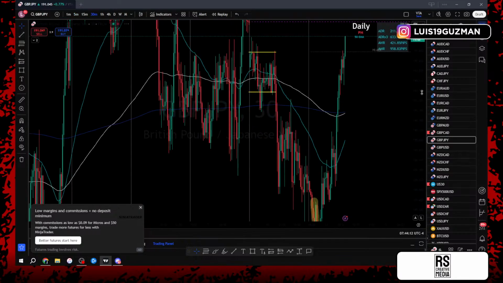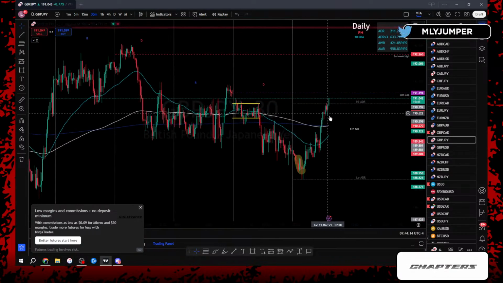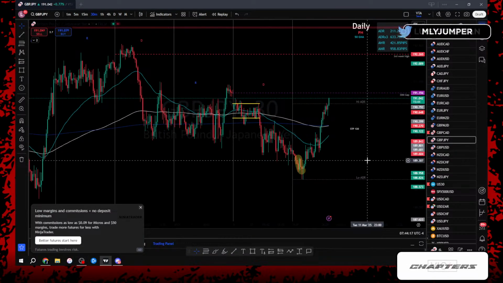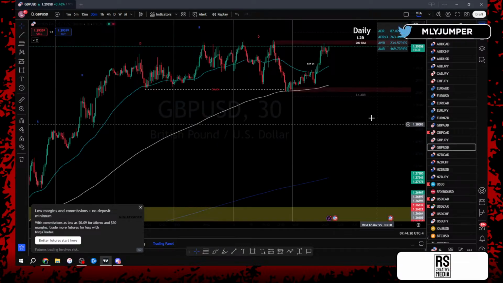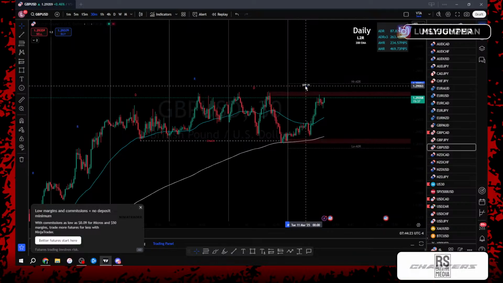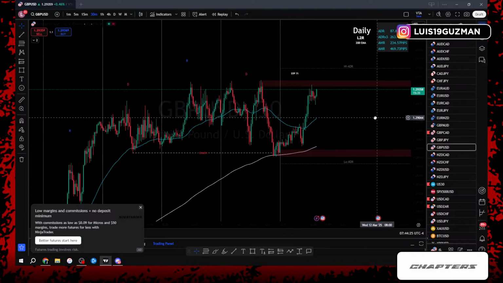But again, GJ already gave us the move. It already hit ADR. It looks like price already wants to push up to the top side, so we'll turn that off. GU already hit STP for the day. So again, that's pretty much it for GU.